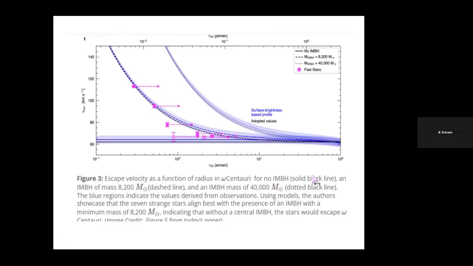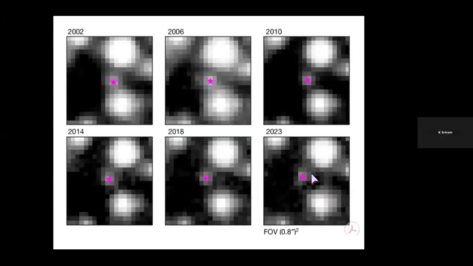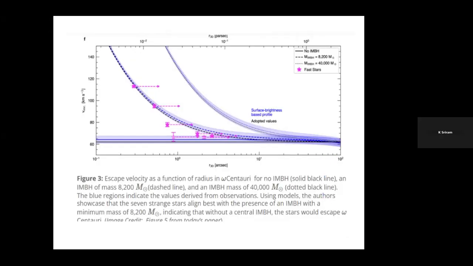What they basically studied is the change in the position of these two stars, and they calculated something called escape velocity.